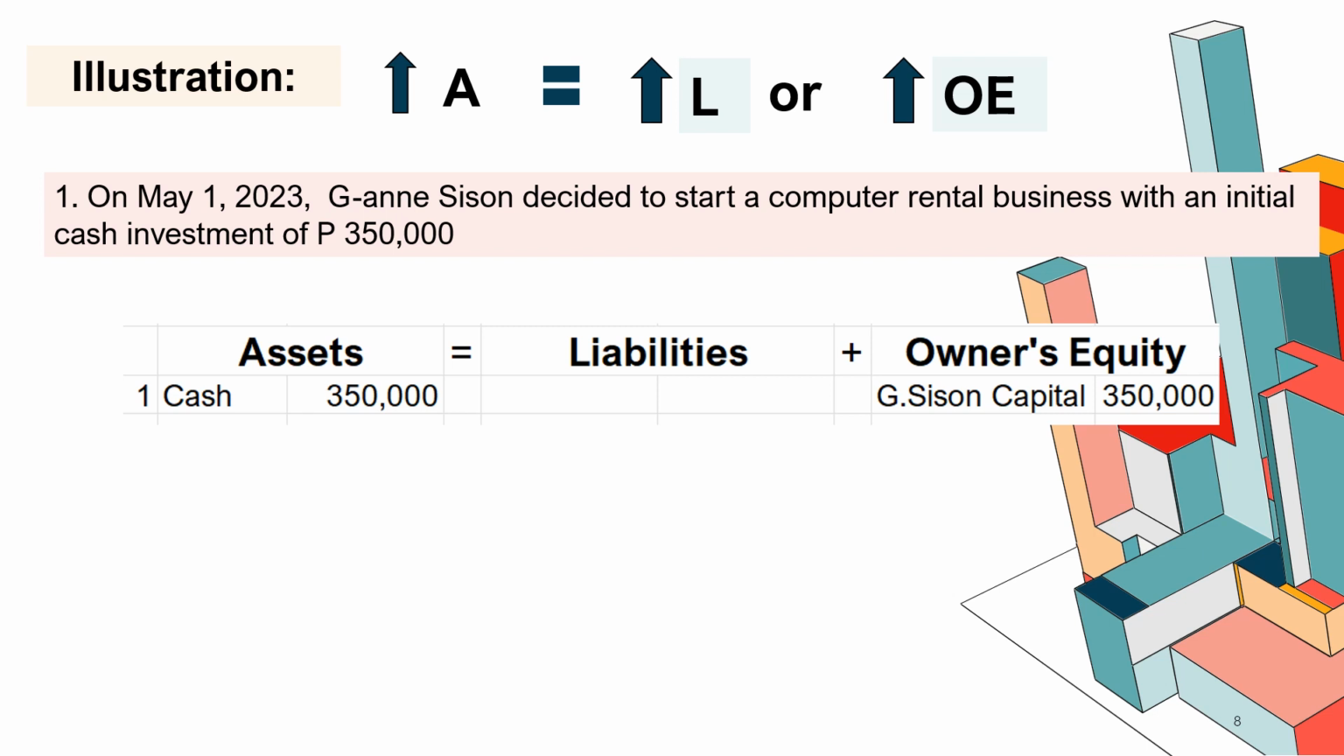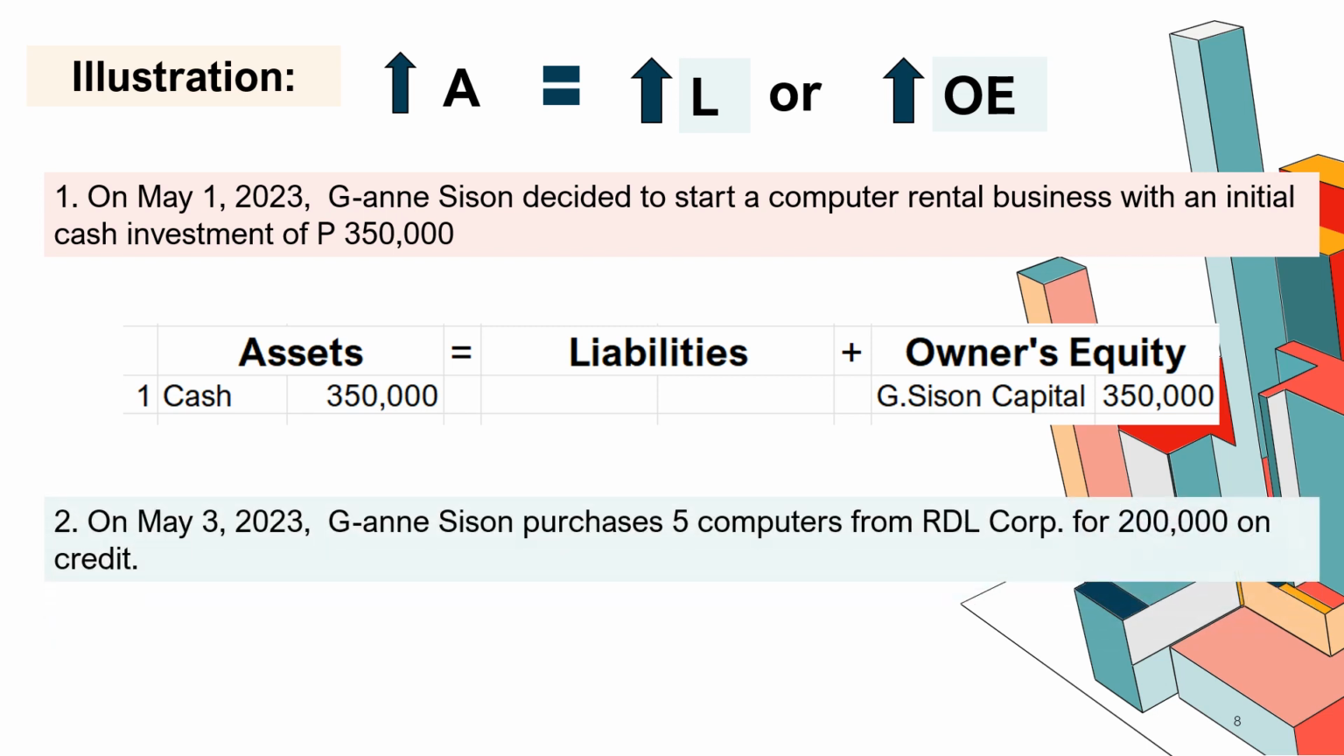Okay, so we have cash under assets, 350,000, and we also have under owner's equity, 350,000, and the account title that we will use is actually the name of the business owner, G Season, and we only include the word capital. Okay, G Season Capital, 350,000, and we maintain the equality. Our assets, 350,000, is equal to our equity of 350,000 pesos.